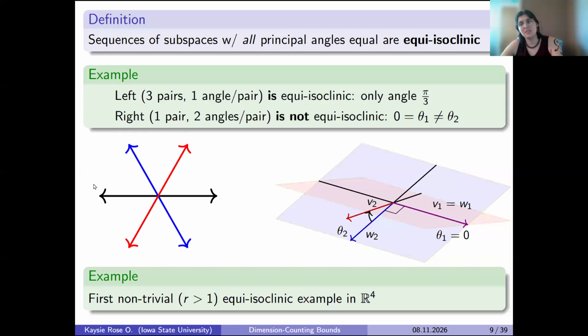An easy way, it's not the best one, but an easy way to get some is if you take these 3 guys, write them as vectors, and tensor them with the 2x2 identity, it's going to blow up and give you some 2-dimensional subspaces of R4 that are equi-isoclinic. Turns out you can actually get 4. It's not here nor there.